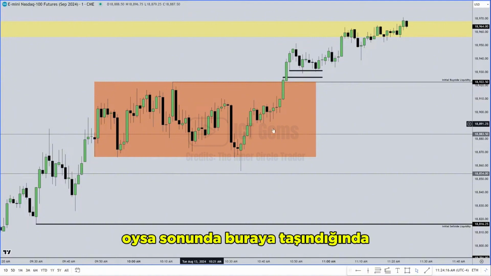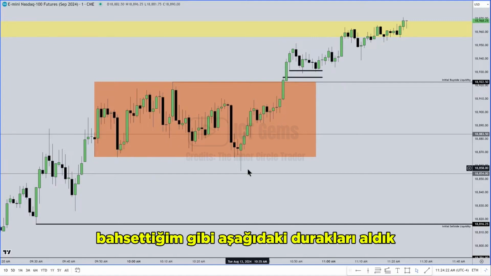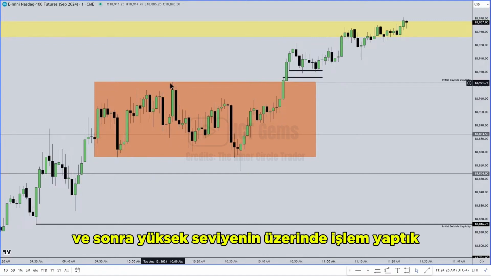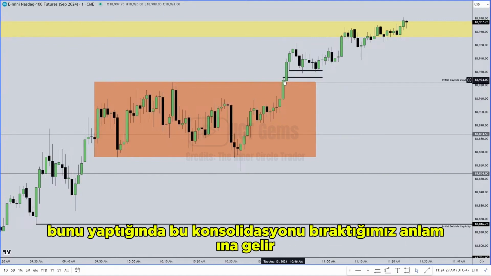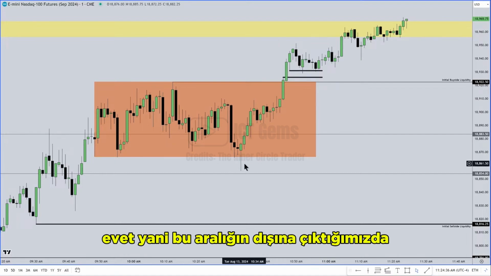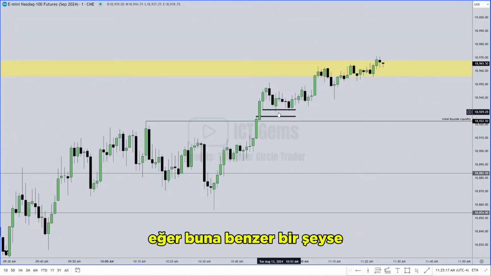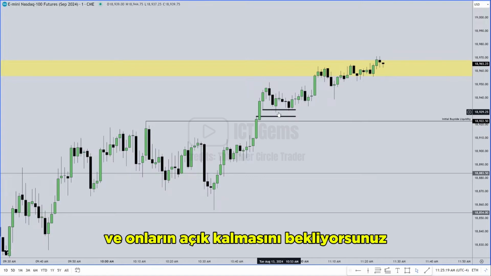Whereas when it does finally move outside of that range, we had the stops below here taken out, as I mentioned, and then we traded above the high. Okay, wonderful. Once it does that, that means we left this consolidation. Did we leave the consolidation after a stop hunt? Yes. So that means once we're outside of this range, and if we have a fair value gap, those tend to be left open.